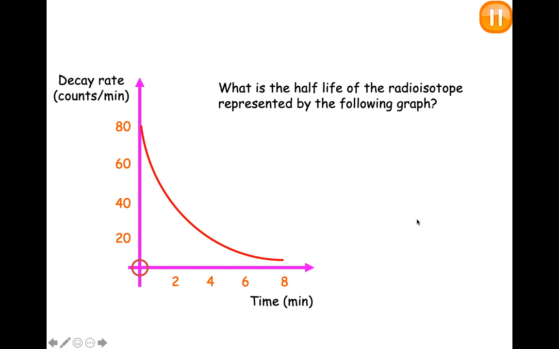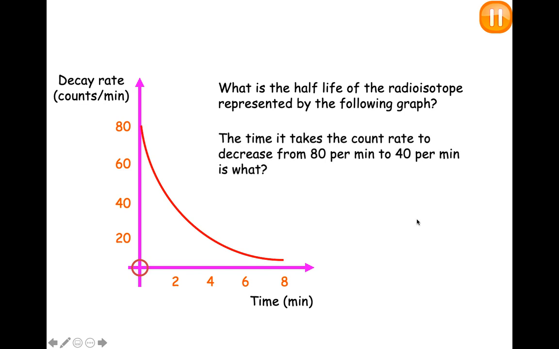Okay, so this particular sample started off at having 80 counts per minute. If you remember our definitions of half-life, we're going from 80 counts, so half of 80 is 40. We can use this graph to work out the time taken for the count rate, the decay rate, to decrease by 50%, and that will tell us the half-life of this example. If it started at 80, we're looking for the time taken for it to get down to 40, which is half. The time it takes the count rate to decrease from 80 per minute to 40 per minute is 2 minutes. We can read that off the graph.